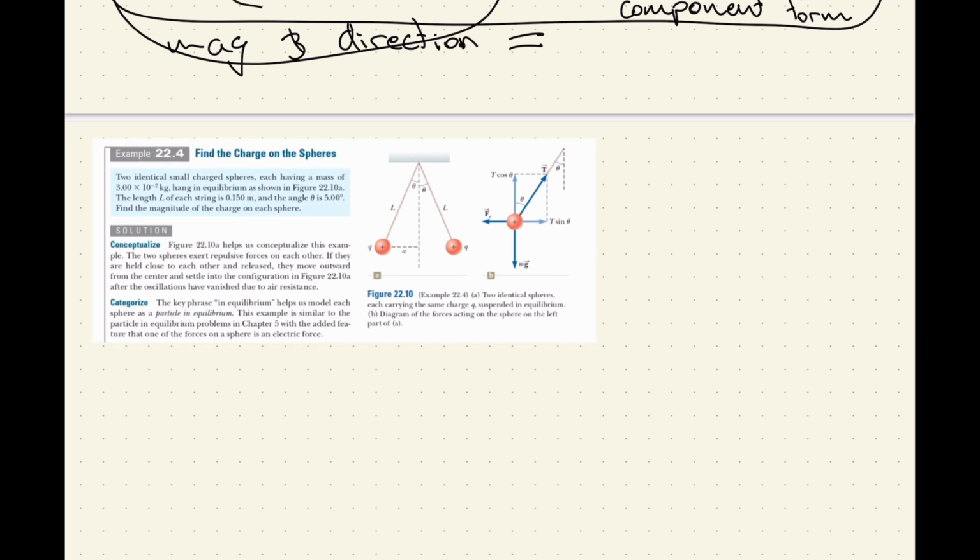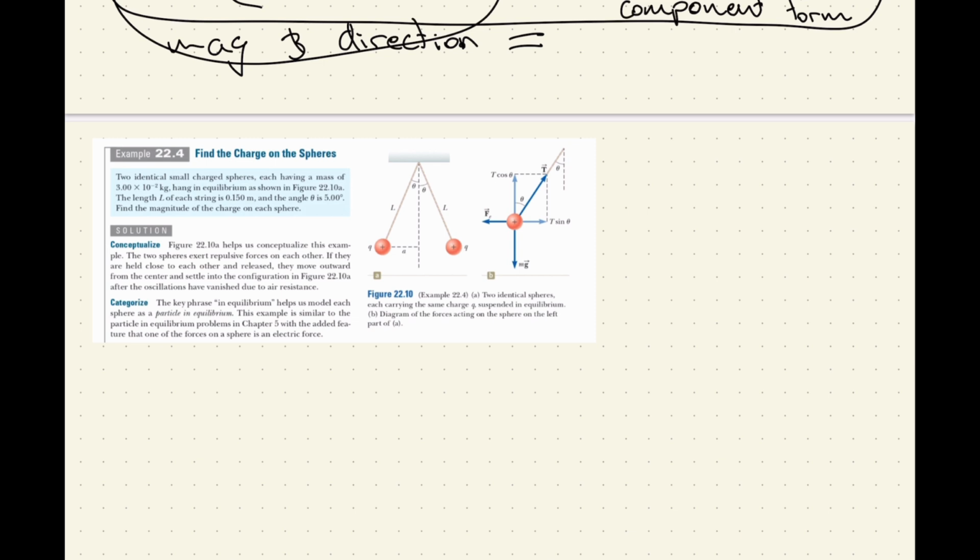This is the problem we're doing here. Two identical small charged spheres, each having a mass of 3.00 times 10 to the minus 2 kilograms, hang in equilibrium as shown in this figure. The length L of each string is 0.150 meters, and the angle is 5 degrees. Find the magnitude of the charge on the sphere.